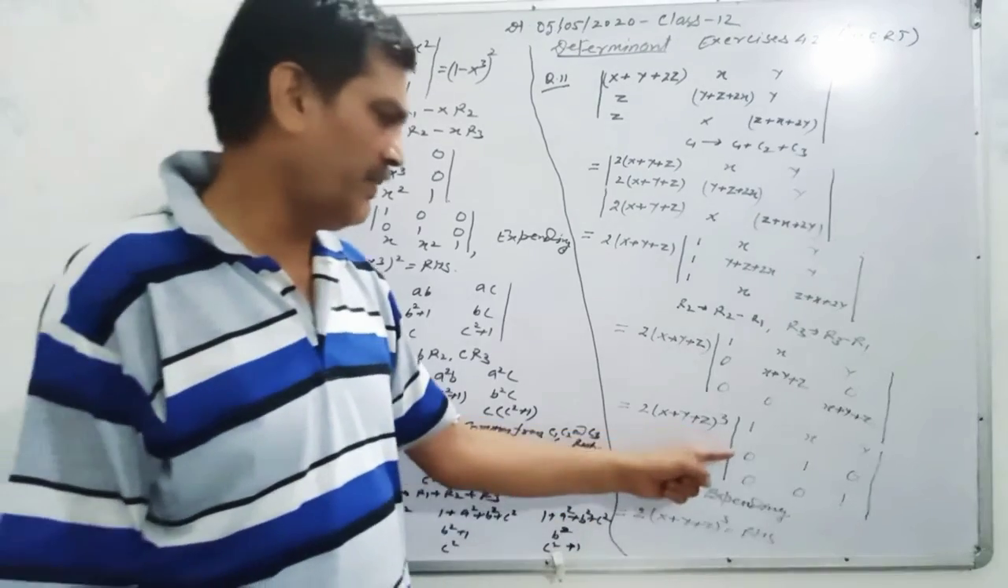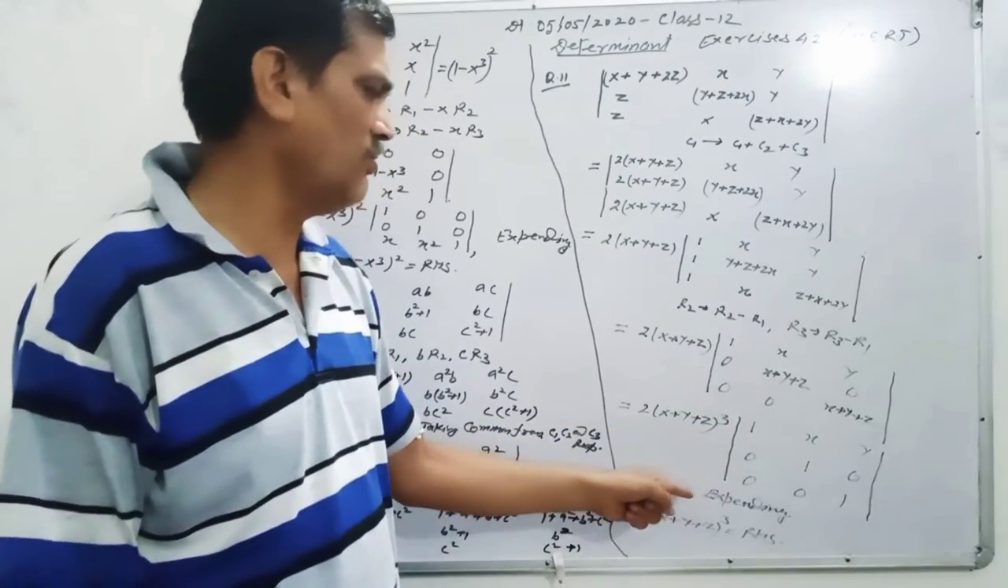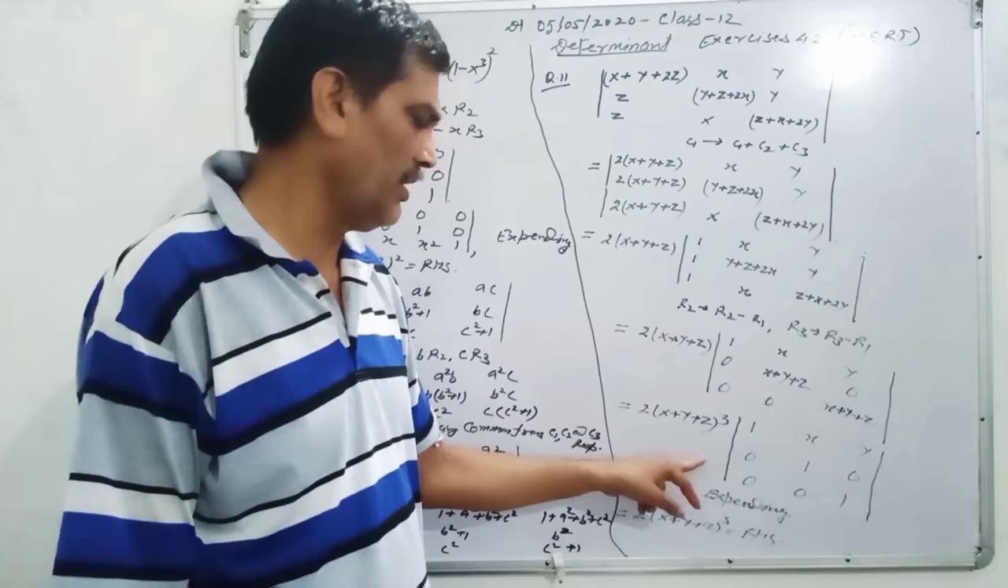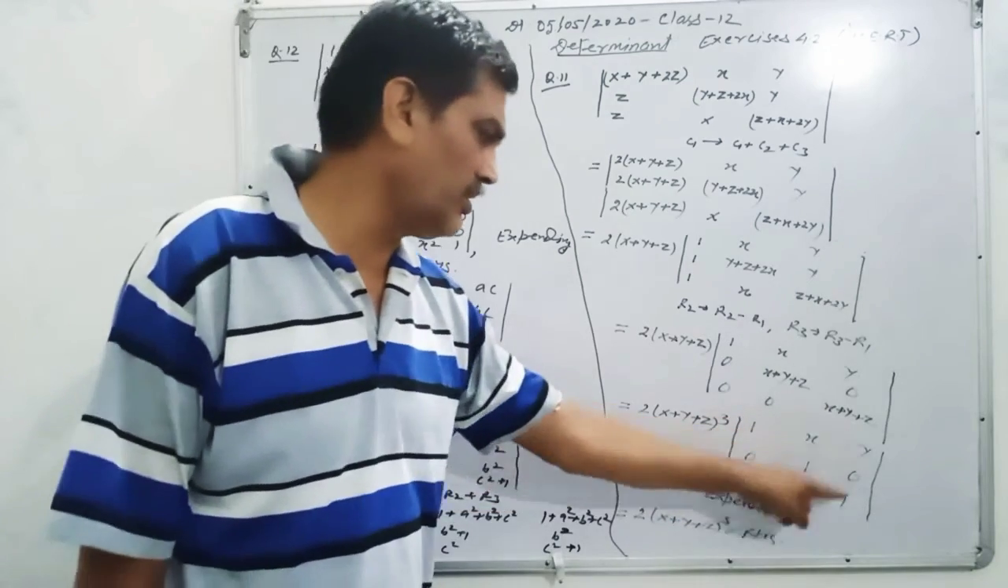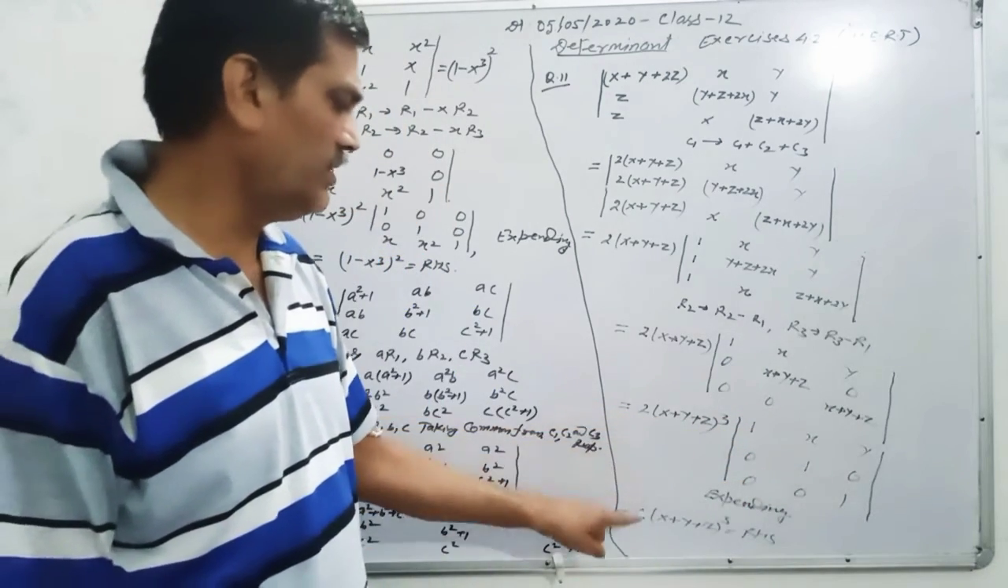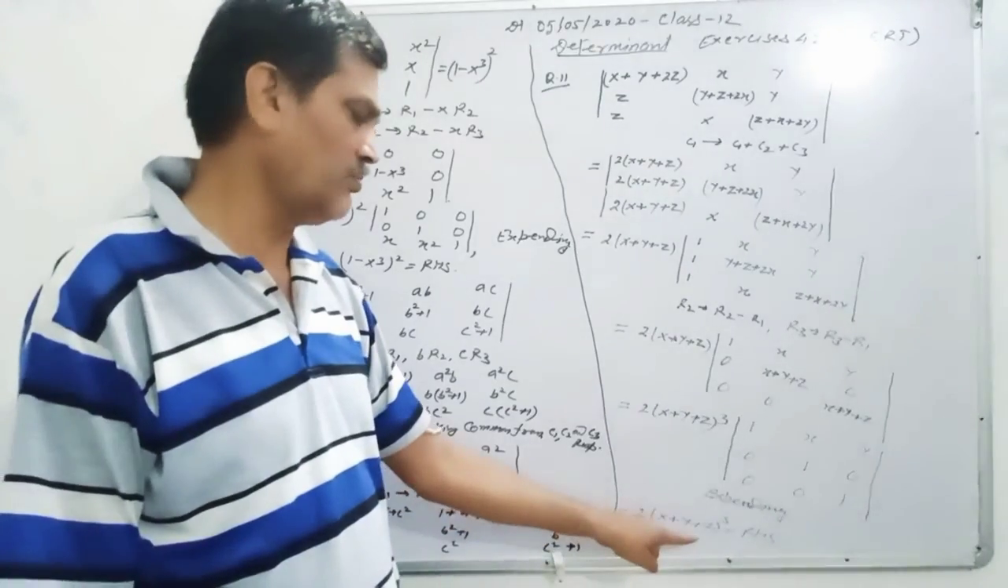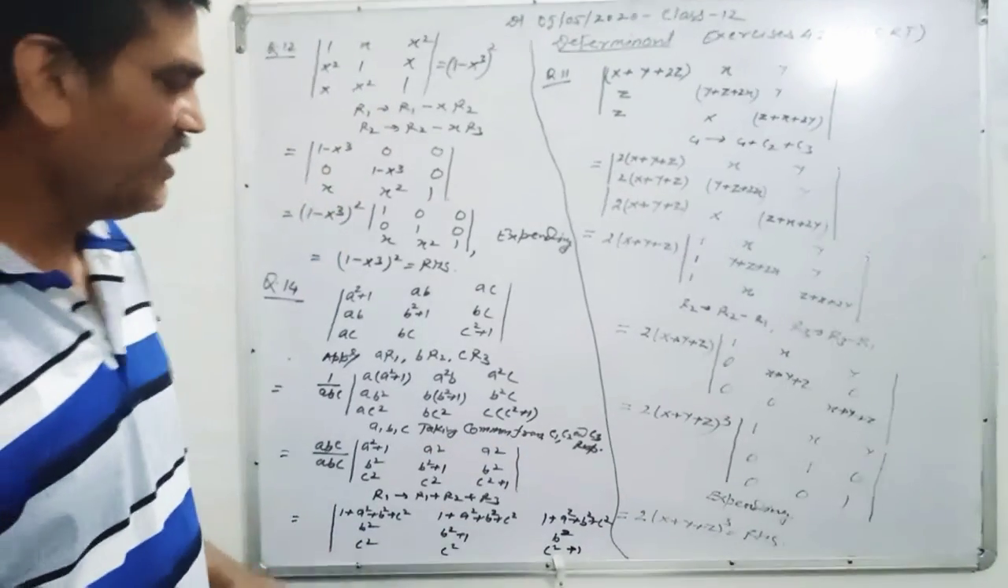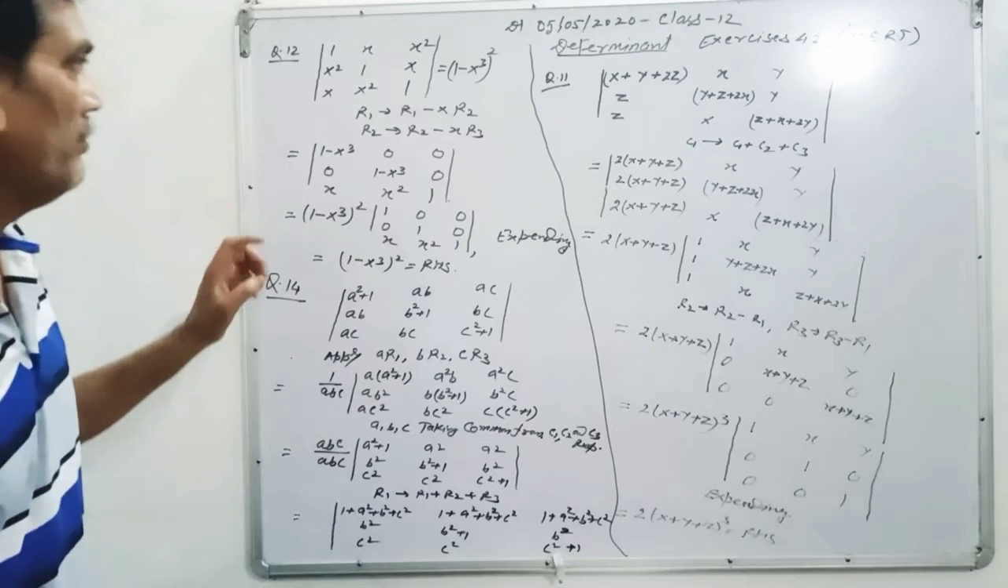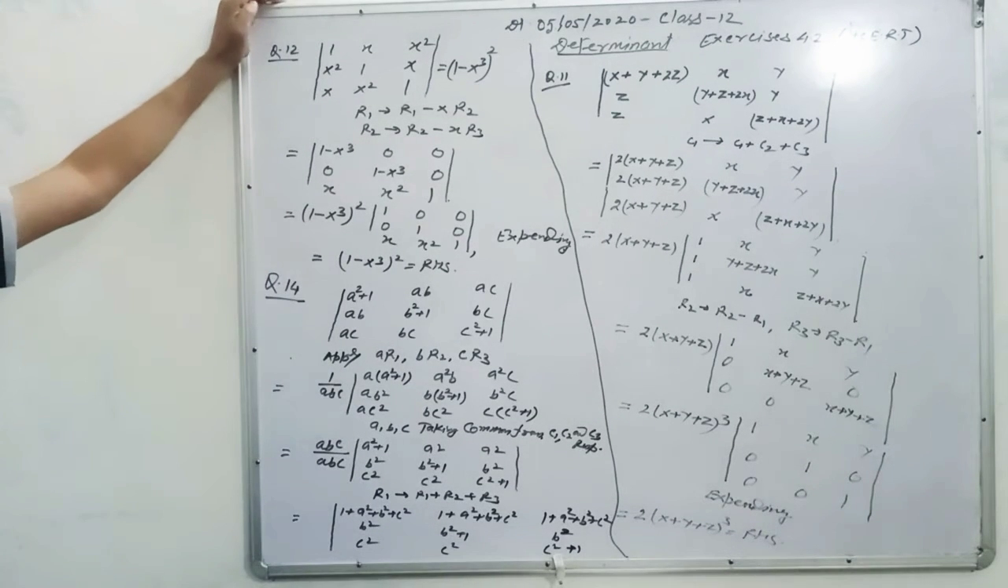Now you can expand along C1 or any row, any column you can expand. In expansion you will get 1 and your result is 2 times of (x plus y plus z) whole square. This is your result. Now see question number 12.